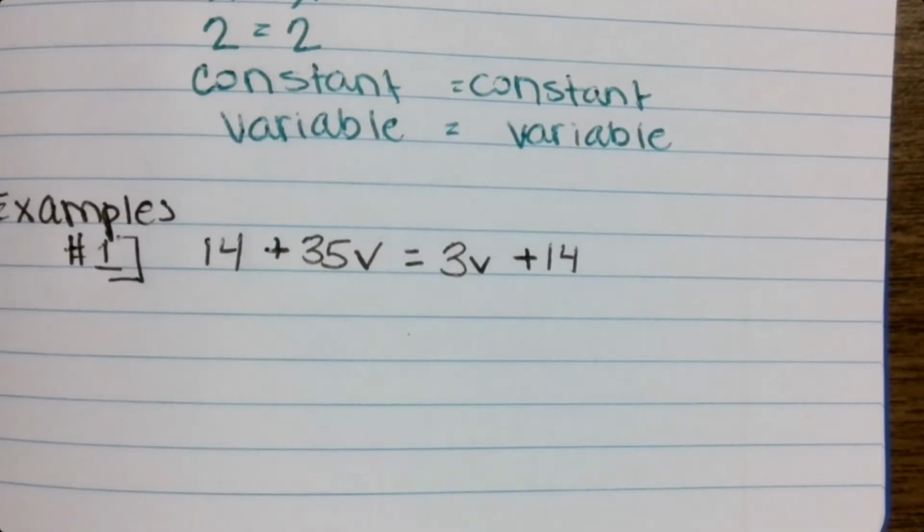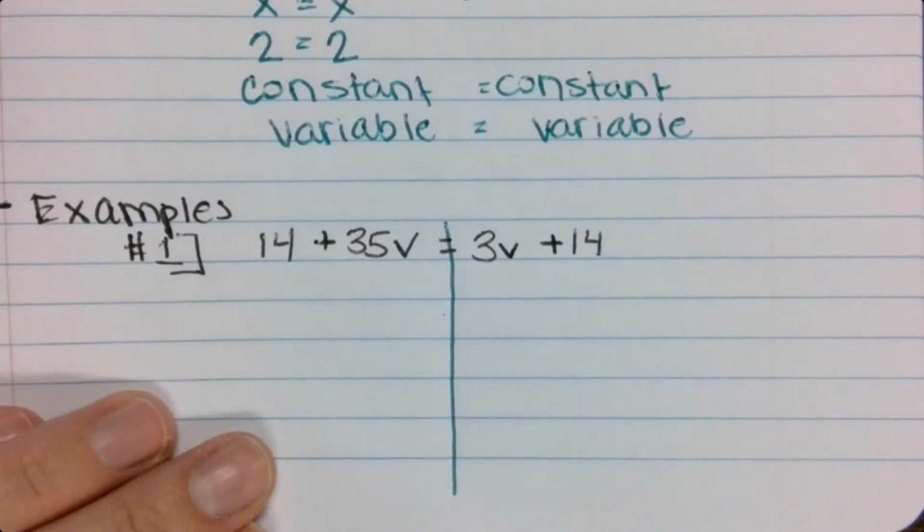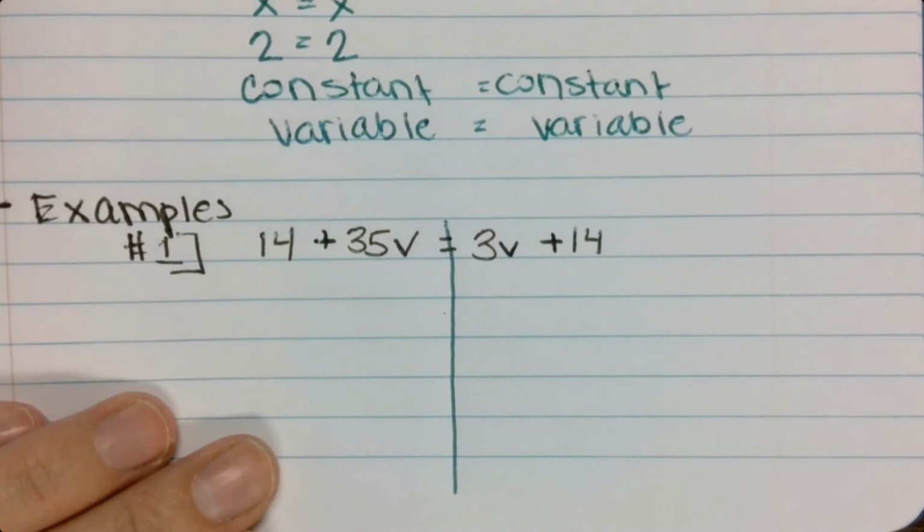So let's start with our barrier. Step number one is our barrier. Step number two is distribute. There is nothing to distribute. Step number three is to combine like terms.